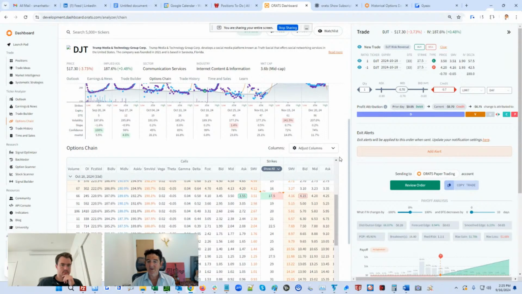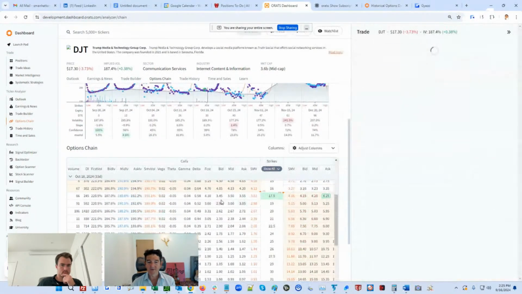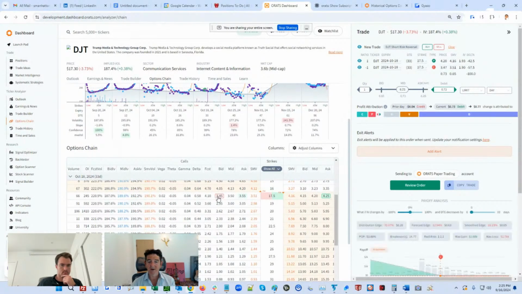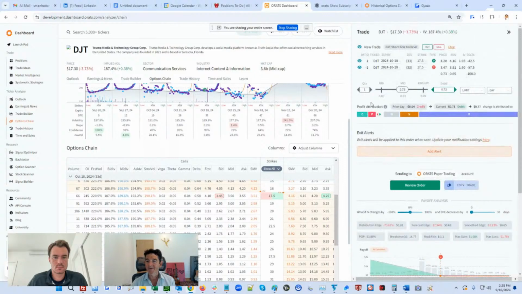Is that what I said? No, the opposite. Clear. Let's buy the puts, sell the calls, and buy stock against that, and see if it goes up. What do you think?